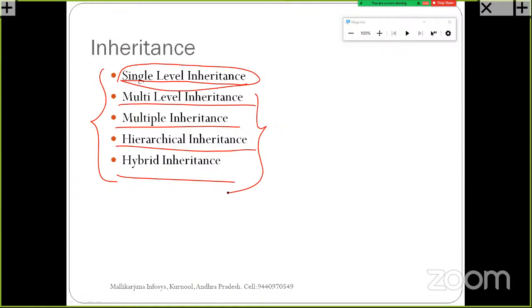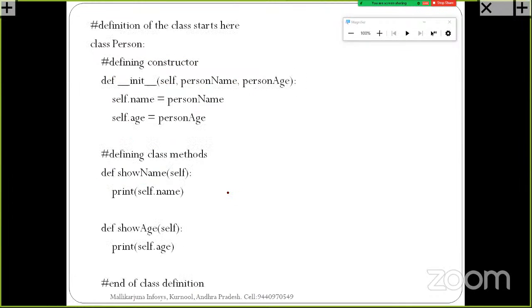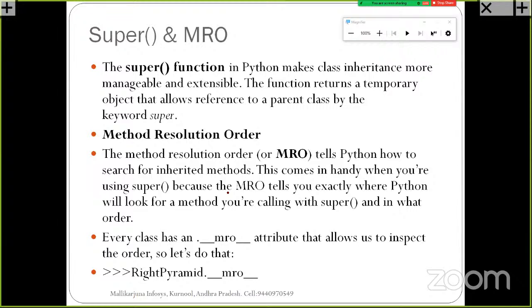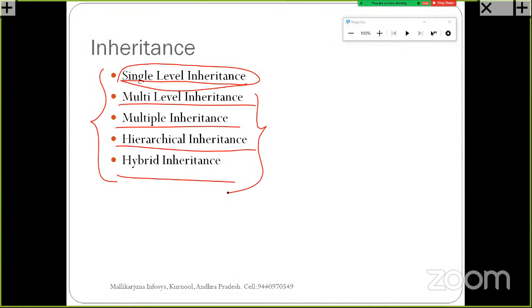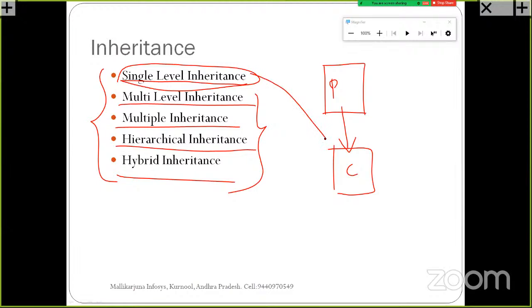So it may be multi-level, multiple, hierarchical, and hybrid. Generally, inheritance is represented in a diagrammatic representation, and the class is represented with a rectangle symbol. Assume this is the parent and this is the child I am going to define. If the child is getting the properties from the parent in a single class, we call it single level inheritance.